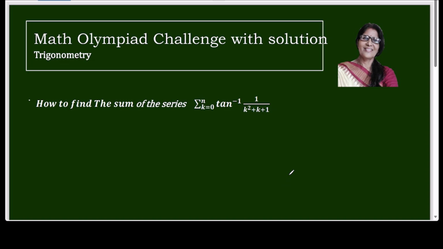The question is how to find the sum of the series, the sum of arctangent of 1 over k squared plus k plus 1, from k equals 1 to n.